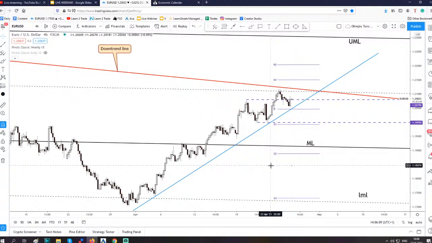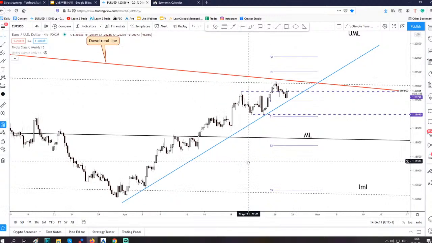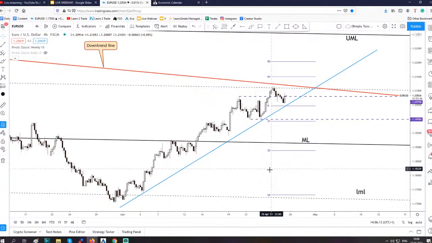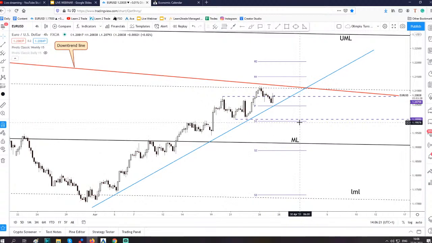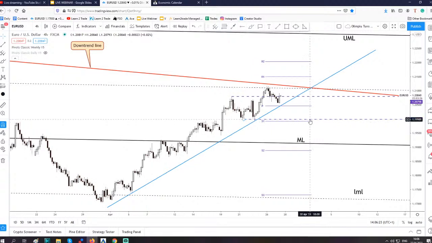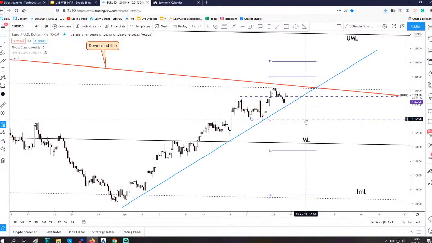So the long position is still active, still valid, and the price could still reach the target. I will not show you the entry, the take profit or the stop loss here, only because this signal was sent into the VIP Telegram group.